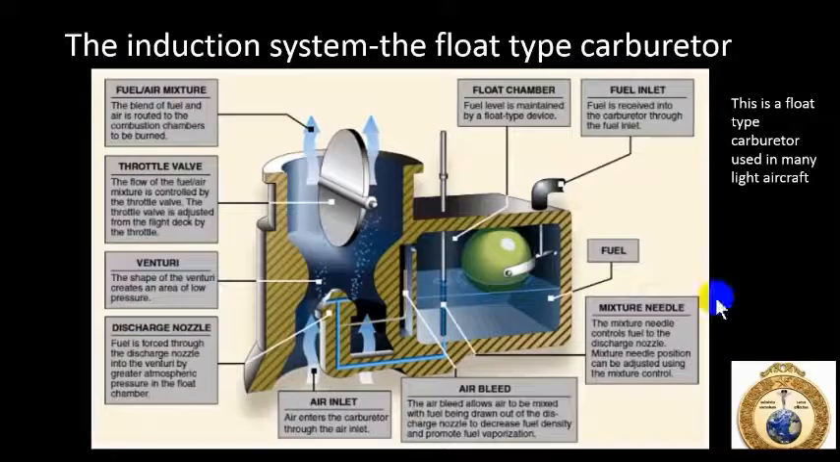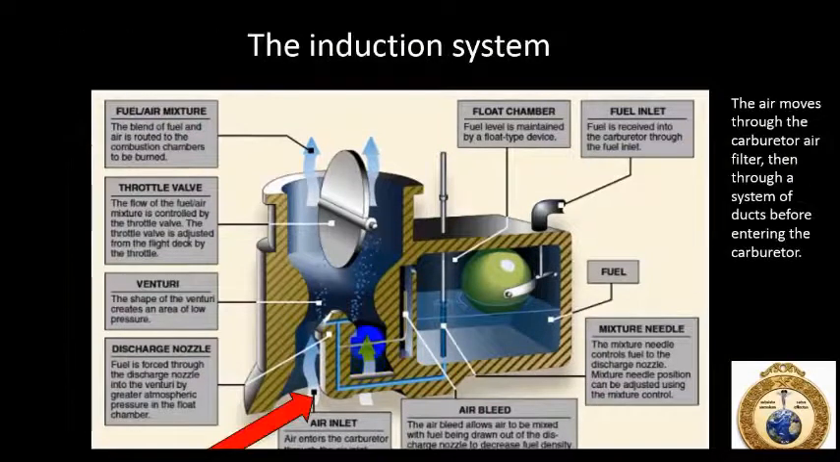Now, this is a float type carburetor that's normally found in light aircraft. In this carburetor, you can see the air going in. We saw our carburetor air filter. We can see how the air is moving into the carburetor, but before it gets here, it runs through a system of ducts and bends before it gets to this point.